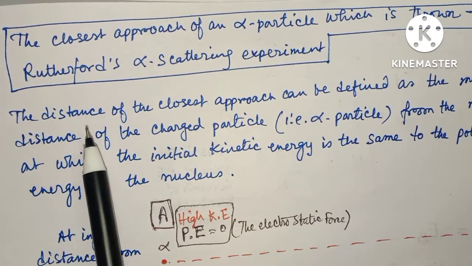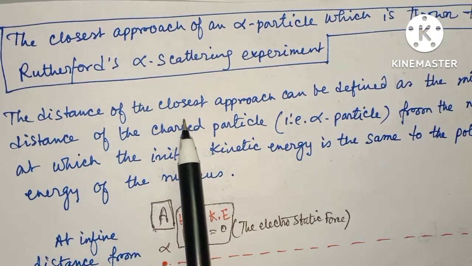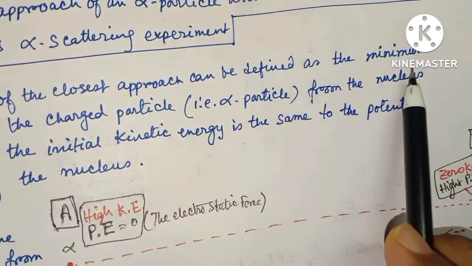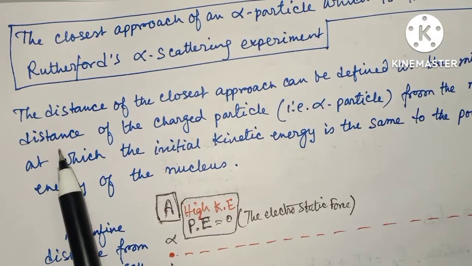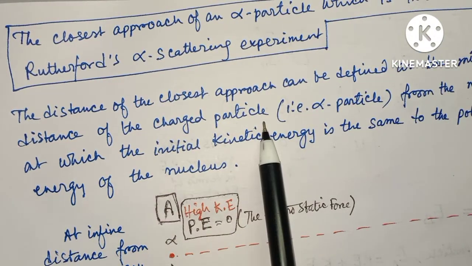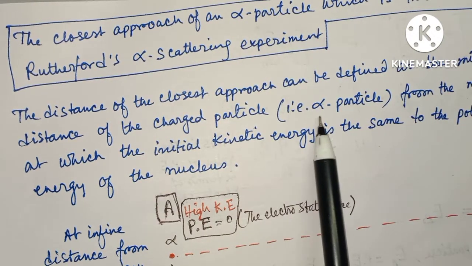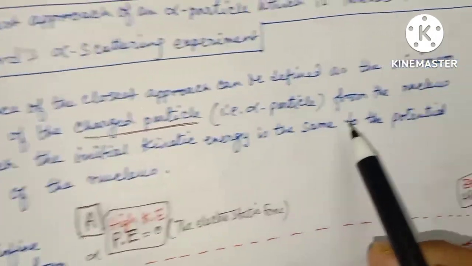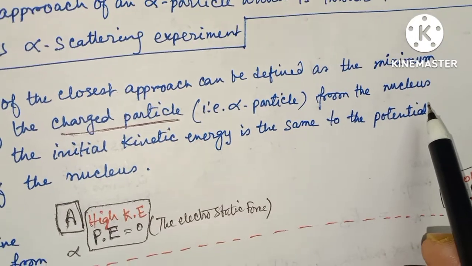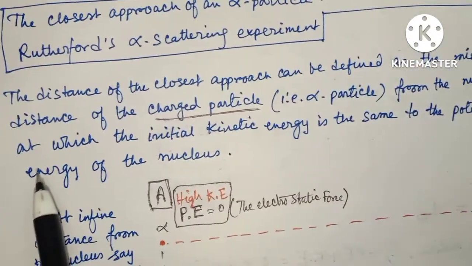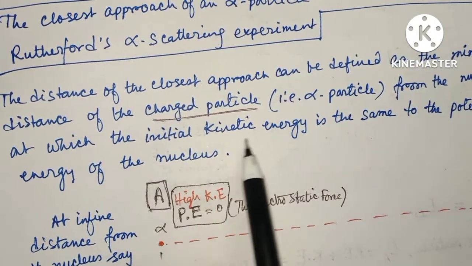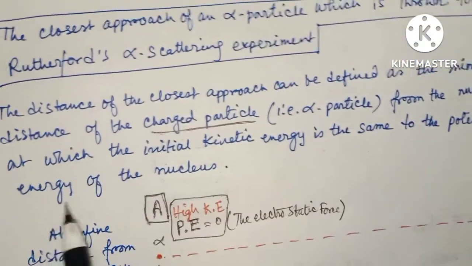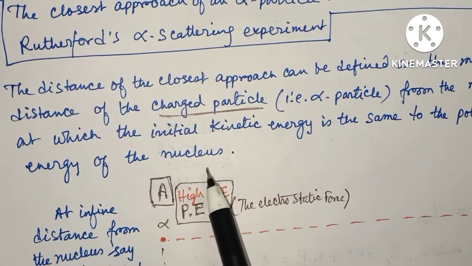The distance of the closest approach can be defined as the minimum distance of the charged particle, that is, the alpha particle, from the nucleus, at which the initial kinetic energy is the same as the potential energy of the nucleus.